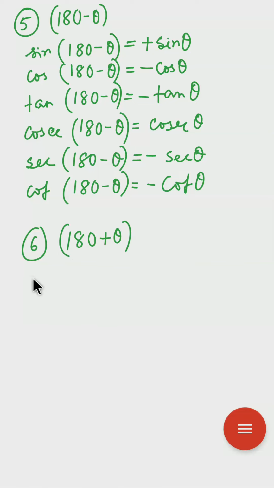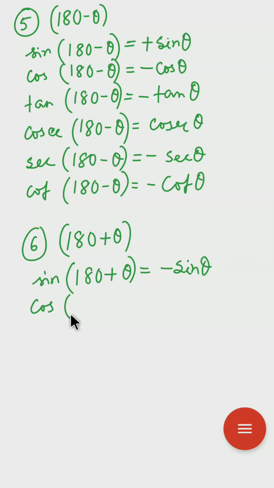Now let's find out the next set of trigonometric ratios of the angle 180 plus theta. By now, I'm sure you all can try it yourself. First, let's try sine of 180 plus theta. First we'll check where this angle is, in which quadrant. This is in the third quadrant. In the third quadrant, sine is negative. So we put the minus sign first. Now 180 is an even multiple of 90. So sine remains sine. So this is minus sine theta.